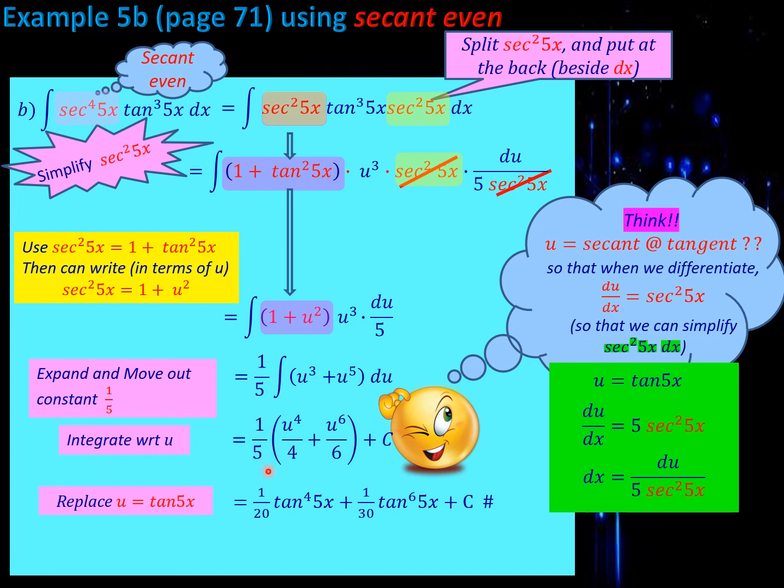At the same time, we also need to expand. So we have 1 over 5 times 4 is 20. So we have 1 over 20 tangent the power of 4 5x, and then 1 over 5 we multiply by 1 over 6, so we have 1 over 30. U is tangent 5x, and then the power of 6 plus c. So this is the final answer for example 5b. Okay, you got it?